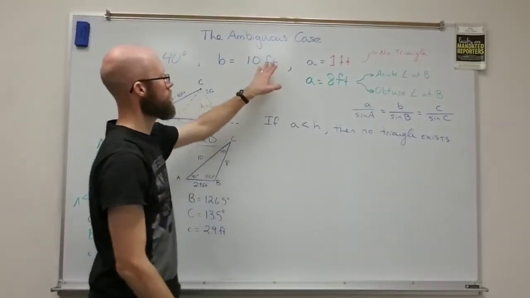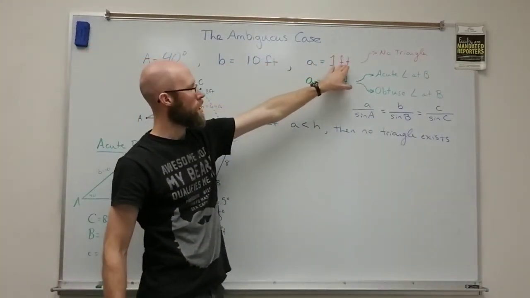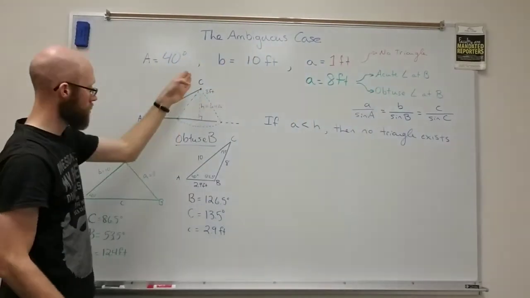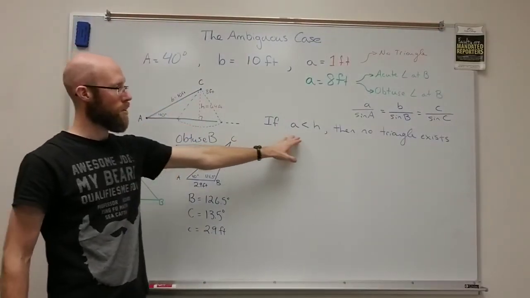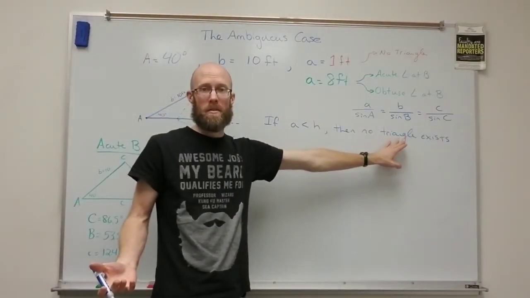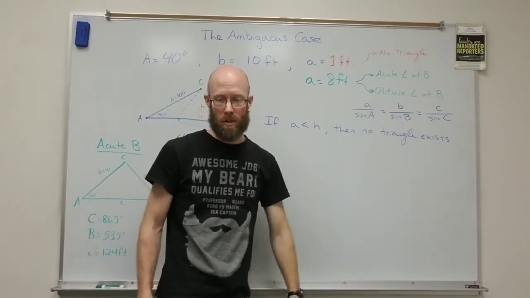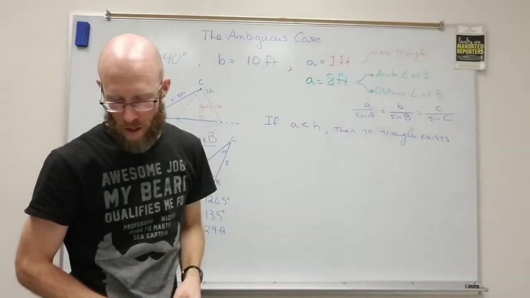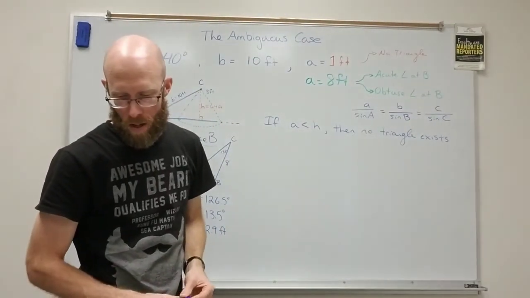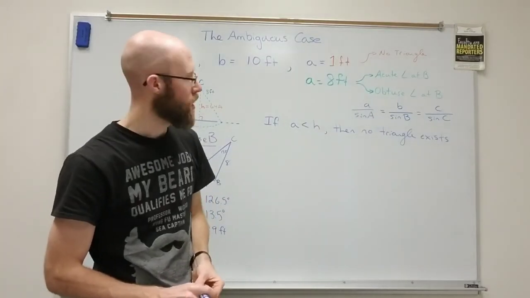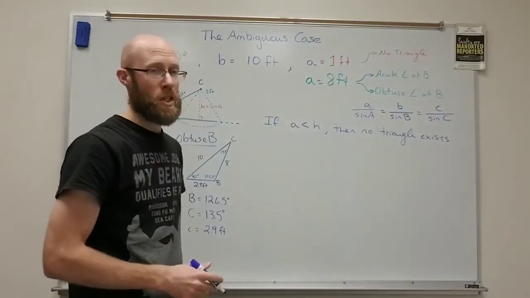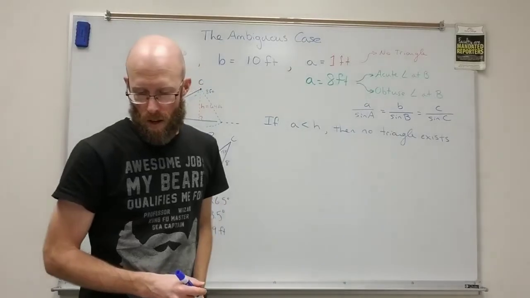That was our first scenario here. The A value was smaller than that H, the perpendicular. And when that occurs, there's just no triangle. It doesn't matter, it's just not going to have one. It's not going to be able to reach down that far, right? So that's pretty much always the case.